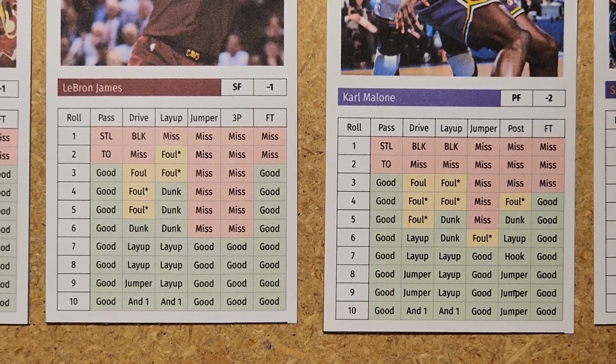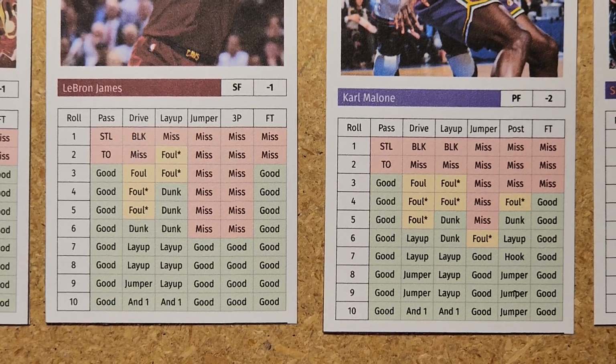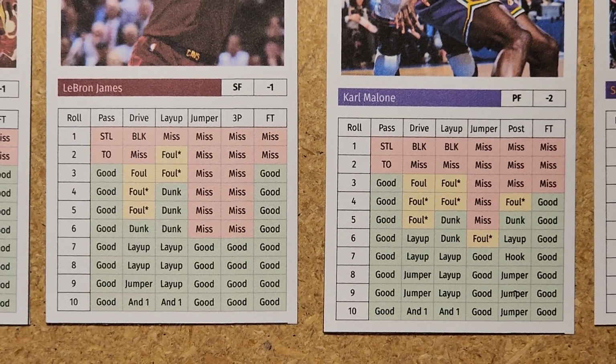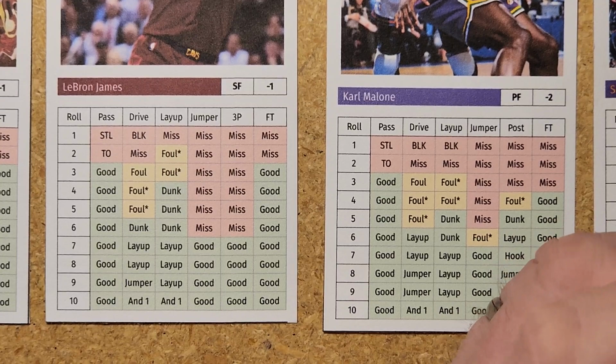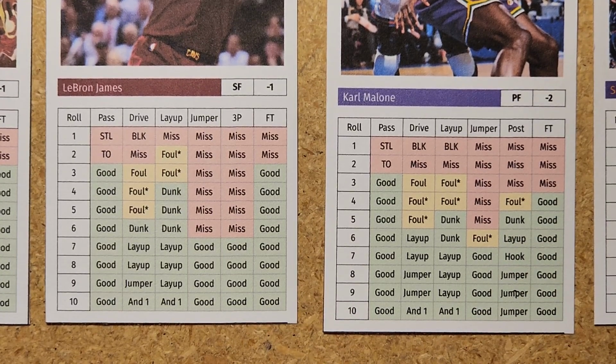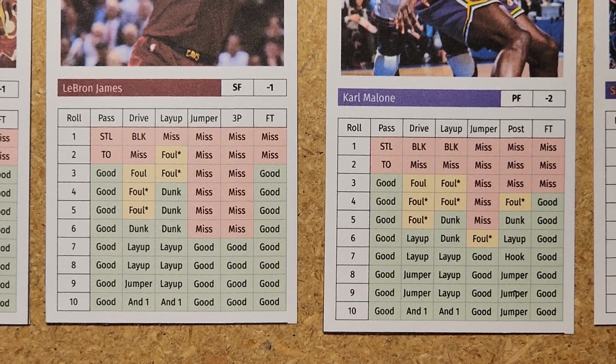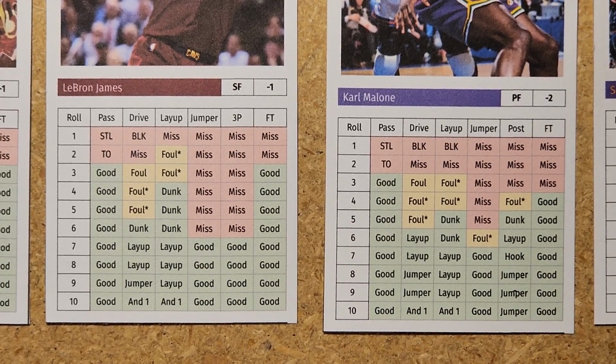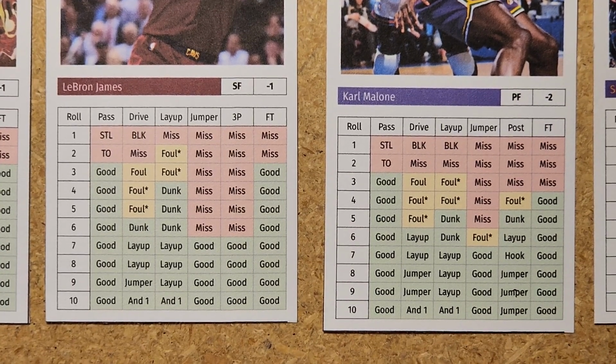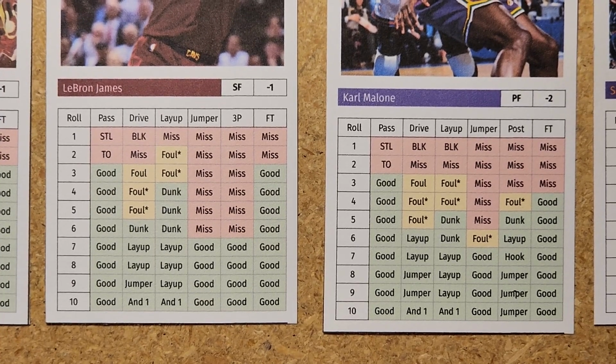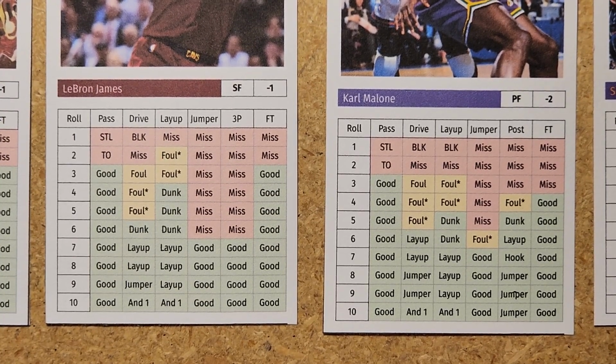Obviously, you're rolling dice on a 1 to 10 scale, so anything can really happen. But over time, as you play the players over and over, you're going to feel like, okay, this is MJ taking over at this point of the game, or this is James Harden just canning threes after threes, or Magic dishing out assists and things like that.